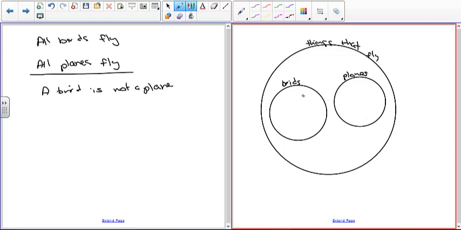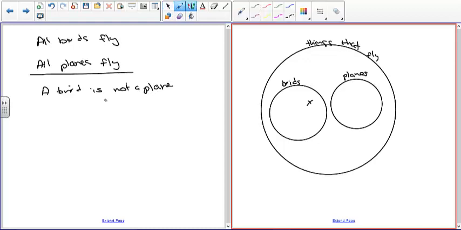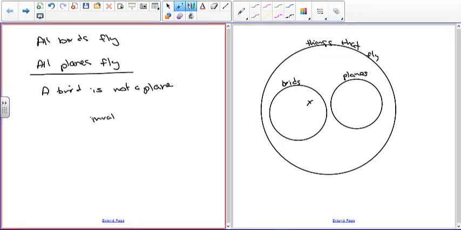So you might say, well, yeah, here's a bird and it's not a plane. But the problem is that they could be overlapped like that, and therefore a bird could be a plane. So there's nothing that says they're separated or whether they are intersecting. It just tells us that these two are within the large circle. So this is an invalid argument because I can't make this inside of this, which makes it inside of that.